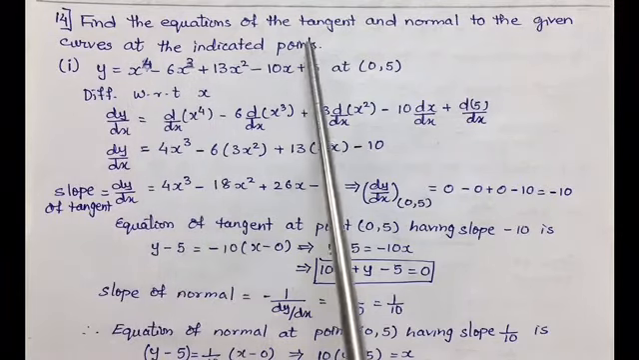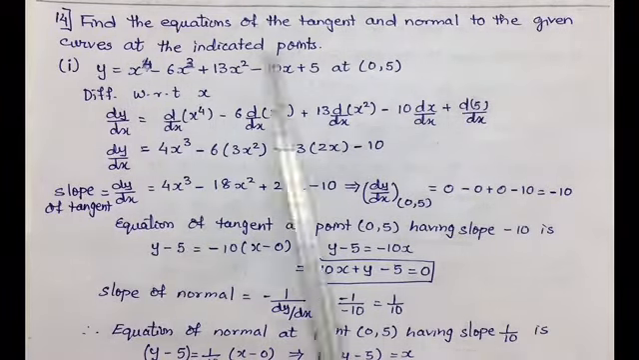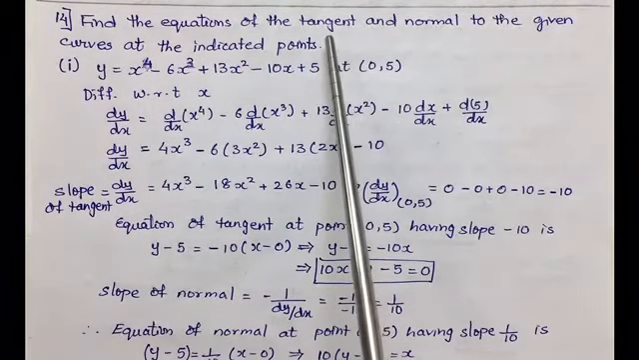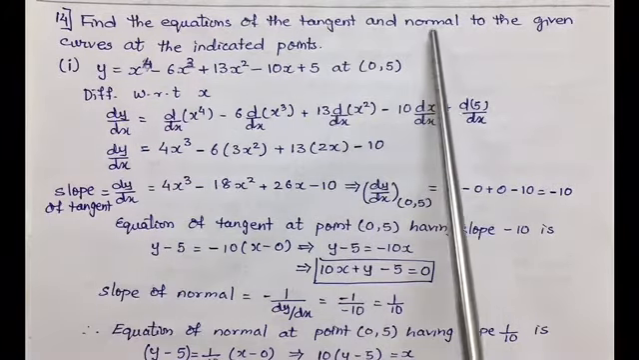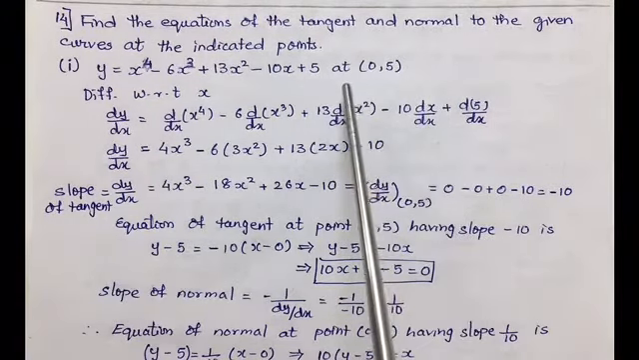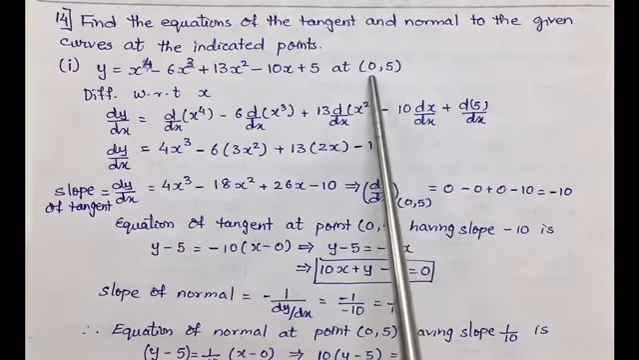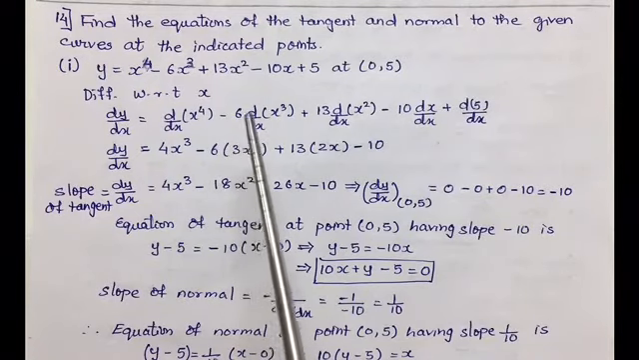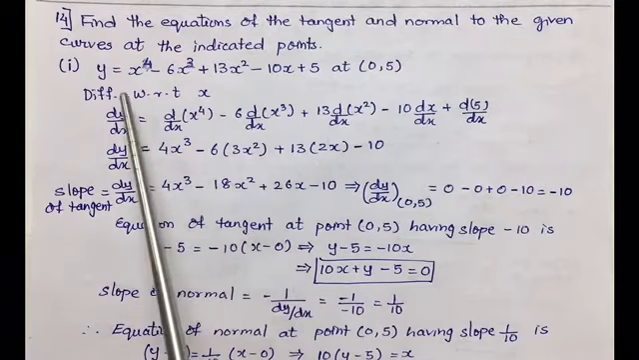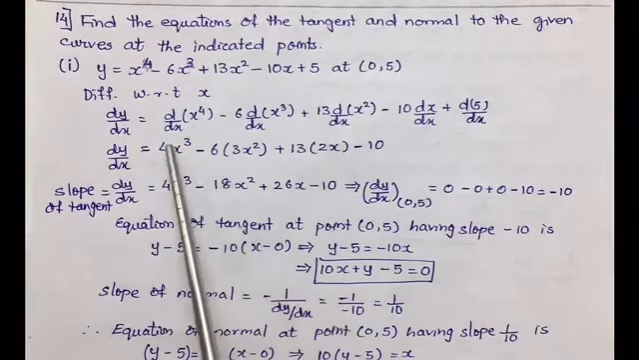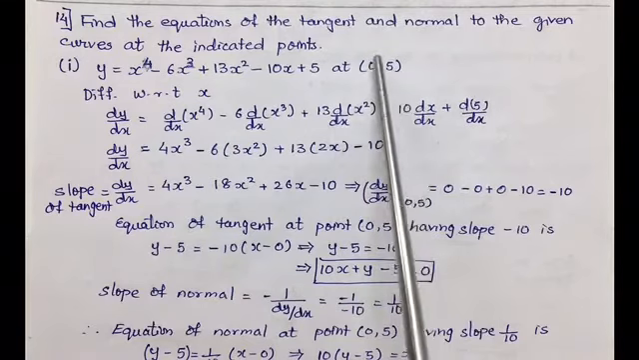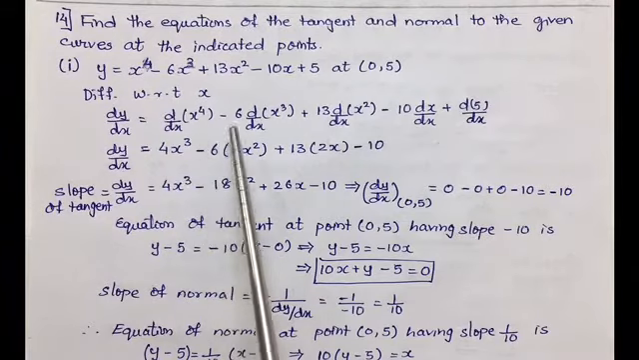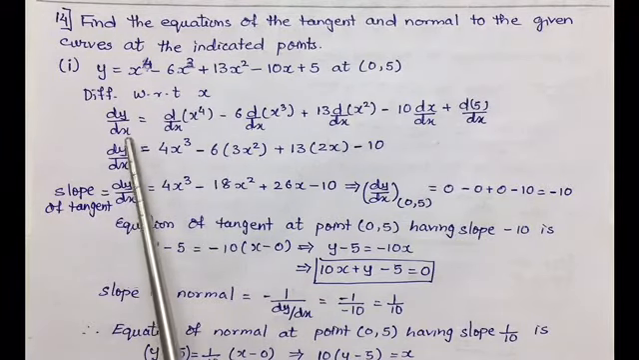find the equations of the tangent and normal to the given curves at the indicated points. Now here we need to calculate equation of tangent as well as the equation of normal. Points are already given. Point is 0, 5 for the first one, but slope is not given. So here, by differentiating the equation of the curve and putting the point 0, 5 in the place of x and y, we will calculate first the slope dy by dx.